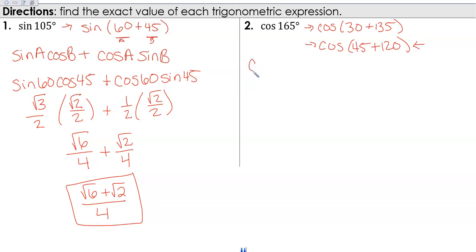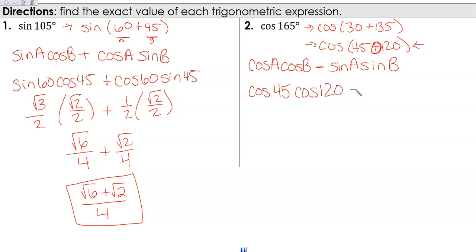So for cosines, it is the cosine of A times the cosine of B. Now, I am adding here, so my sign in the sum is actually subtraction. Remember, cosine signs are opposite. So then this is going to be the sine of A times the sine of B. All right, so we're going to plug in. We're going to get the cosine of 45 times the cosine of 120 minus the sine of 45 times the sine of 120. And another thing that's important to know is it doesn't matter which one you do first, which one you do second. You'll end up in the same place no matter what.